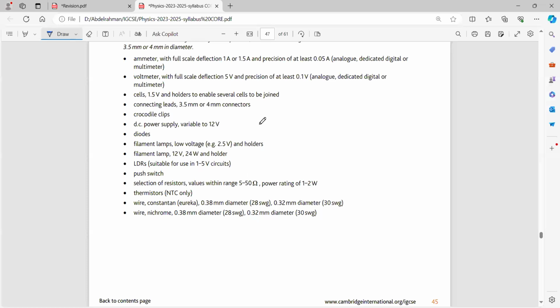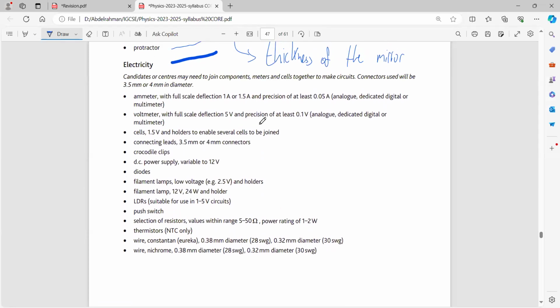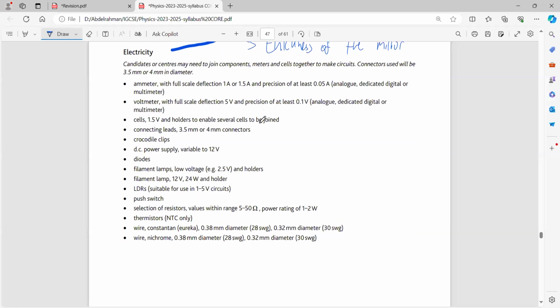Diverging, converging image. It would give an image on the screen, and you have to move the object, or move the screen, or move the lens slowly until a clear image appears on the screen. Moving on to circuits.